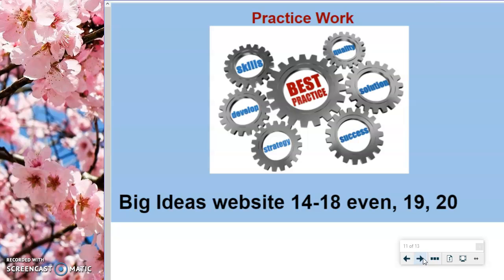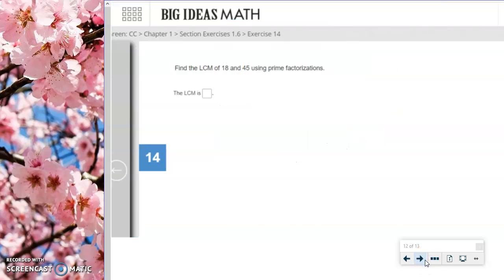So please log into that website and you should see today's homework assignment. And the first question that will come up is find the least common multiple of 18 and 45. Now it does say to use prime factorizations, but we can use any of the 3 methods that we talked about in class today. So I'm going to use the ladder method for this one.